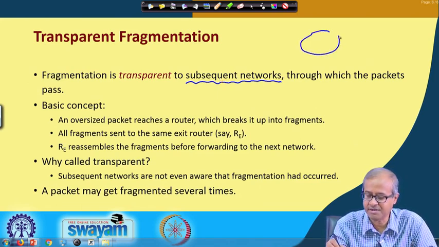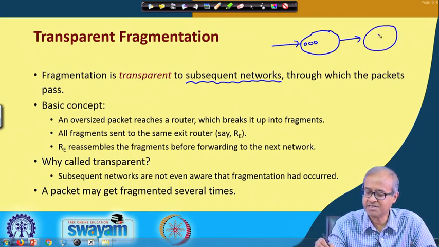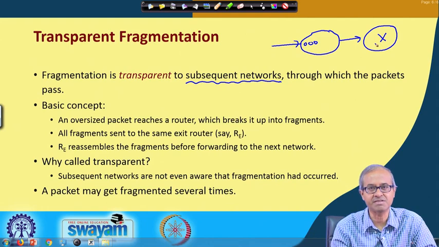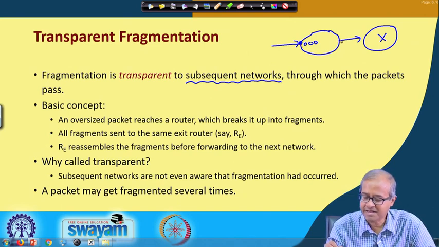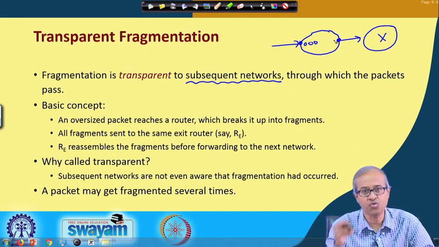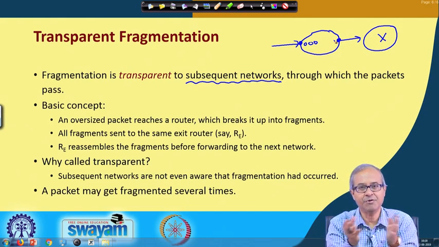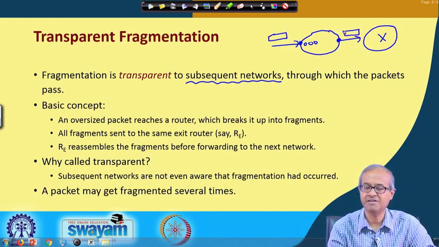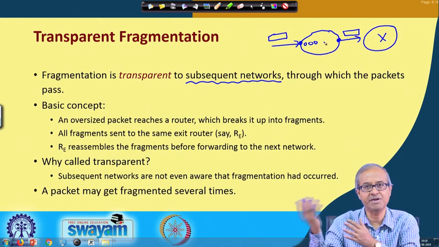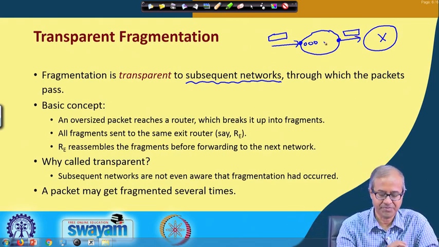But you see, the idea is something like this. Suppose I have a network here, a packet is coming, it is getting fragmented, it is coming out. The subsequent networks do not need to know that a fragmentation has taken place. The idea is that if there is fragmentation, then the exit router in the same network will be responsible for reassembly. It will again put the fragments back together, so that the original packet which was there here will again come out of this network. So, fragmentation and reassembly happen inside this network, and it is totally transparent to the other networks, right.